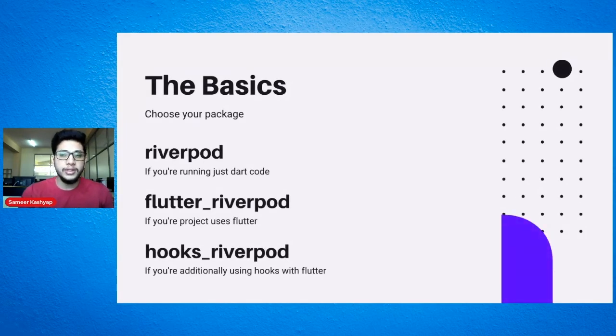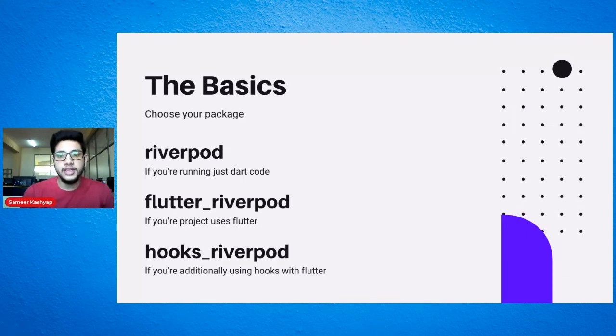So let's get started with the basics. If you go on pub.dev and search for Riverpod, there'll be three results showing up. So you might be confused as to which one to go with. So here's a basic clue. If you're using just Dart code, you can use just the package Riverpod. And if you want to use it with Flutter, you can use Flutter Riverpod. And there's one more special package called Hooks Riverpod.